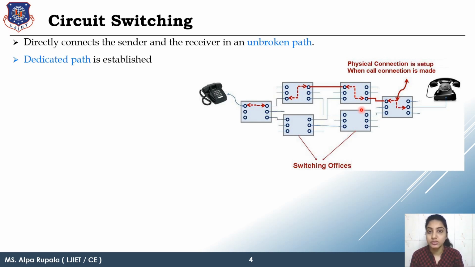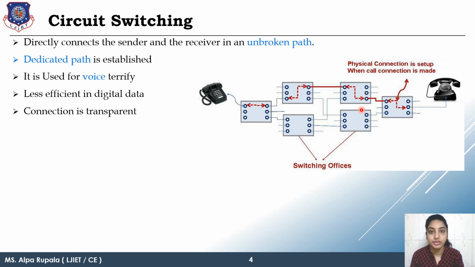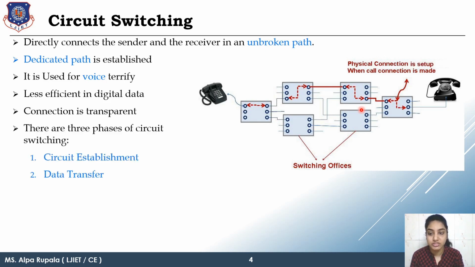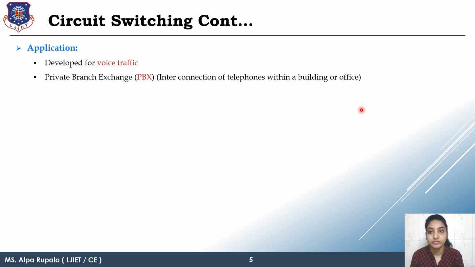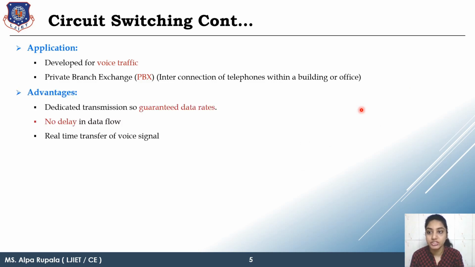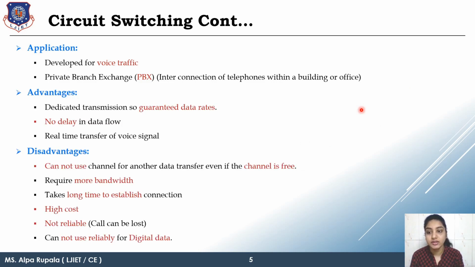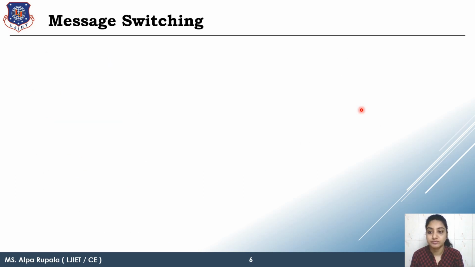So here are some points you can refer to for circuit switching: call establishment, then data transfer, and then circuit disconnect. Application, as I already told you, is in telephone communication, then advantages and disadvantages. Now the next topic is message switching.